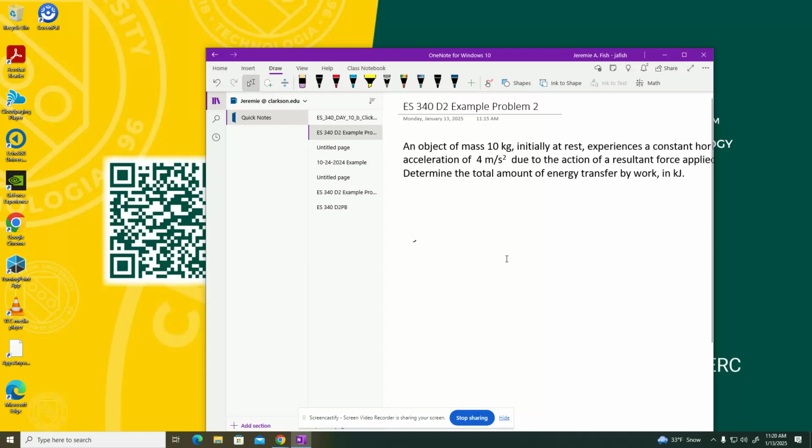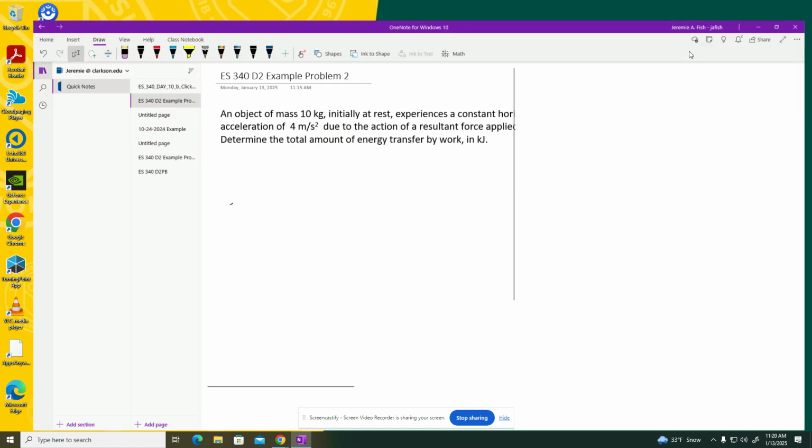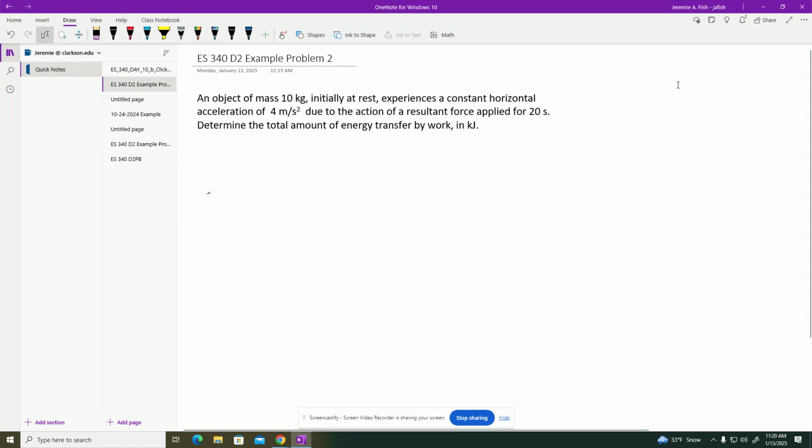Hello and welcome once again for another video, and this one is going to be another example problem, the second example problem for day 2. An object of mass 10 kilograms initially at rest experiences a constant horizontal acceleration of 4 meters per second squared due to the action of a resultant force applied for 20 seconds, and we want to determine the amount of energy transfer by work in kilojoules.